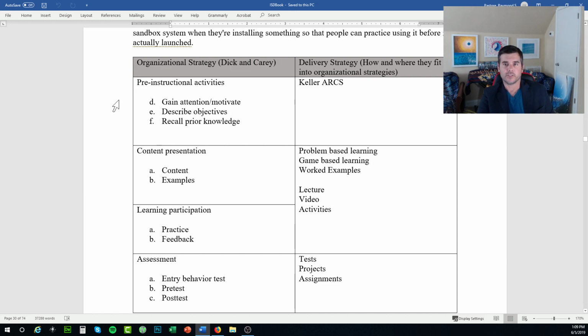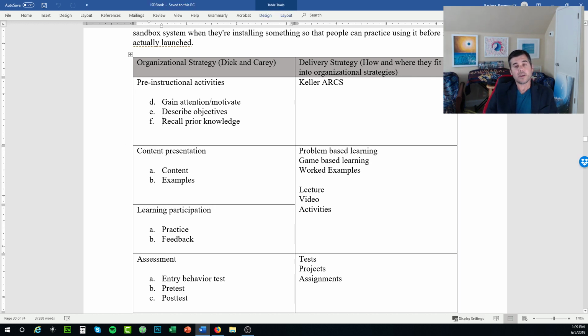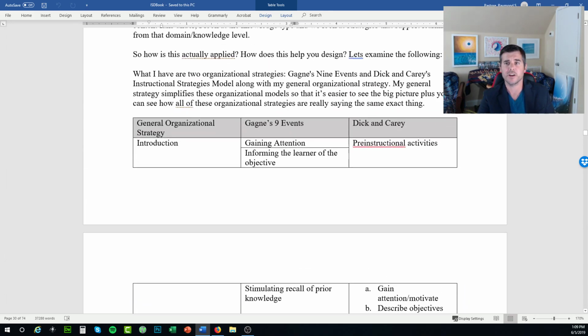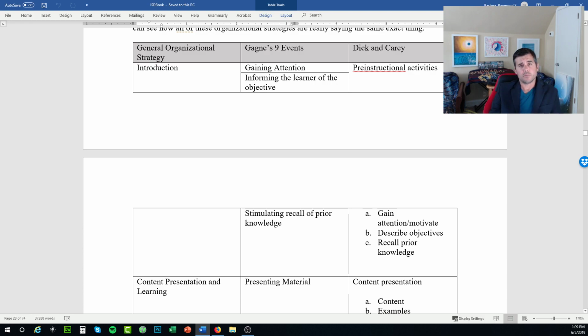So I have an example on the screen here. I'm writing a book on instructional design right now, and this is a piece of it, the draft version that you're seeing. For those of you listening, what I have up on the screen here is Dick and Carey's organizational strategy. Earlier in this, I compared multiple organizational strategies against one another to show how, regardless of which one you're using, they all explain the exact same thing. So in order to organize content, usually you start with an introduction.